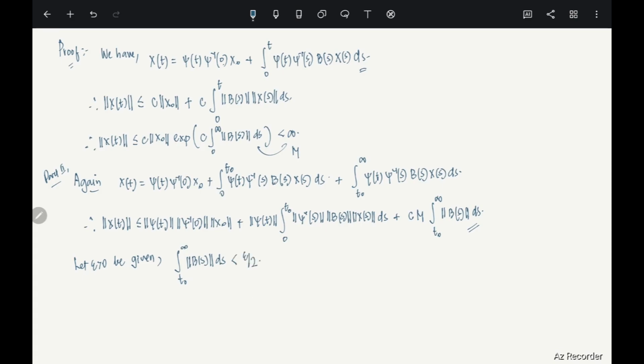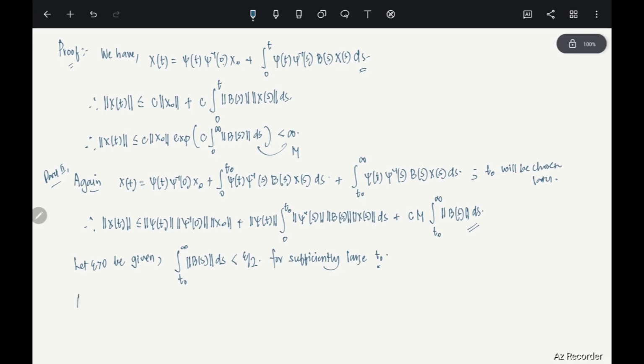For sufficiently large t naught. You see, this is why, when I wrote t naught, I did not write what t naught is. t naught will be chosen later. So now we have chosen it. Okay, you see, now we chose t naught sufficiently large such that this is happening. Clear? Okay.